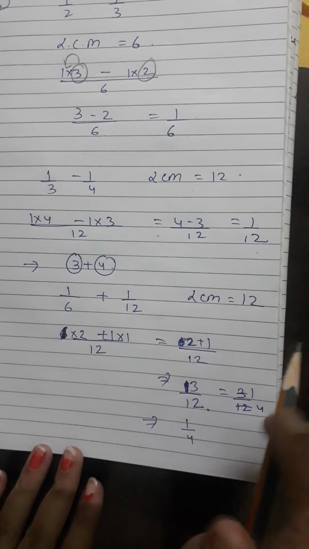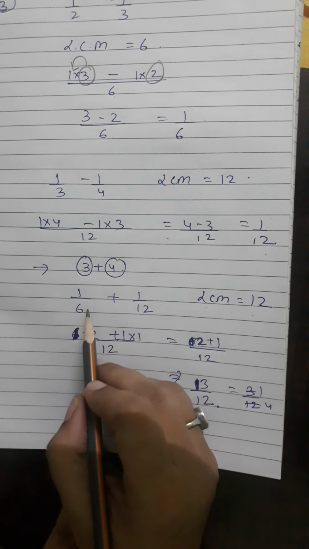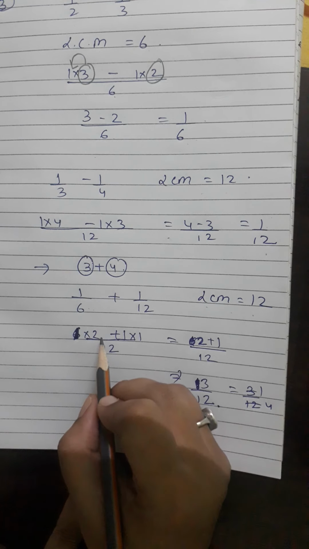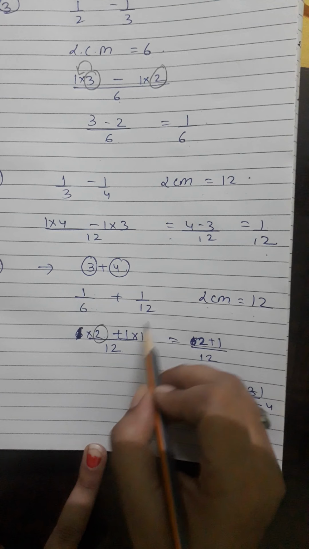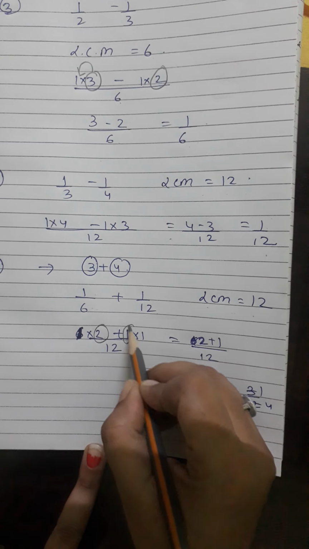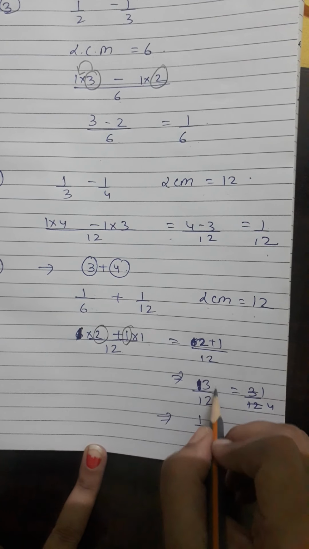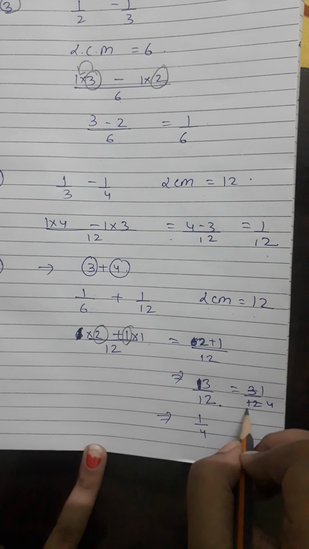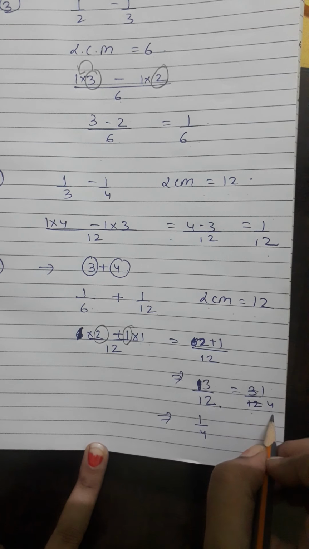So first of all, we have taken the LCM, it is 12, and then added. So 12 divided by 6, it is 2. 2 multiplied by numerator 1. Now 12 divided by 12, it is 1, and 1 multiplied by 1. So 2 plus 1, 3. So 3 by 12, and 3 and 12 are divisible by 3. 3 ones are 3, and 3 fours are 12.